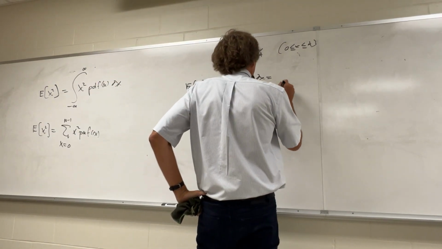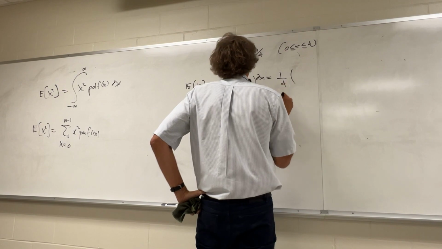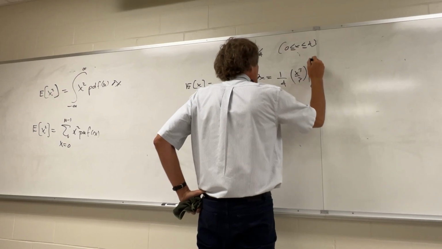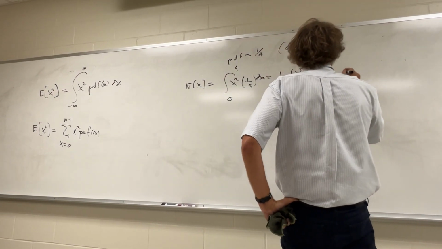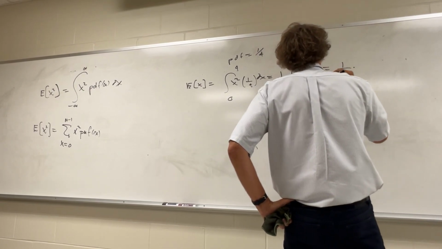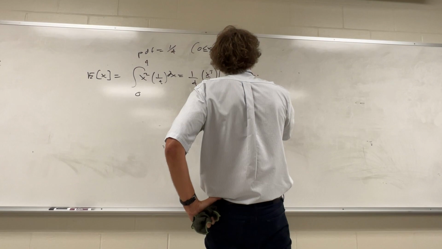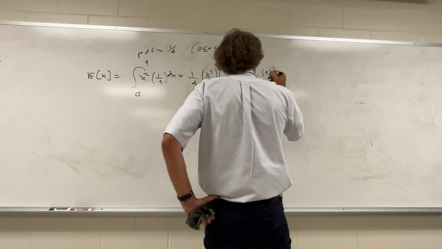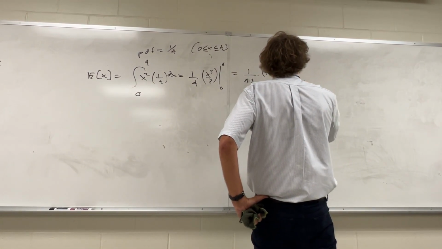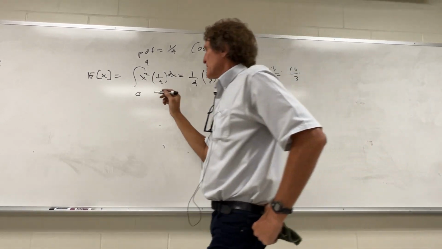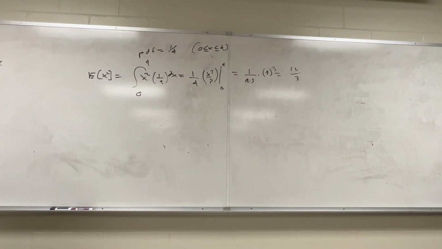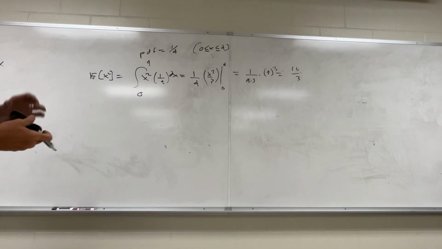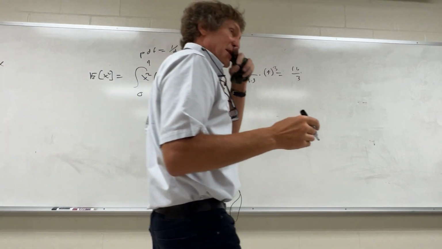So what's that going to be? Well, the 1/4 comes out in front, right? I integrate x squared, I get x cubed over 3, evaluated from 0 to 4. And that means, what do I get? I get 1 over 12 times 4 cubed. Well, that's really 4 squared over 3, or 16/3. That would be the expected value of x squared, the second moment. Correct, class?